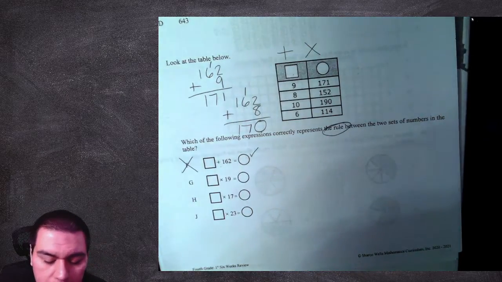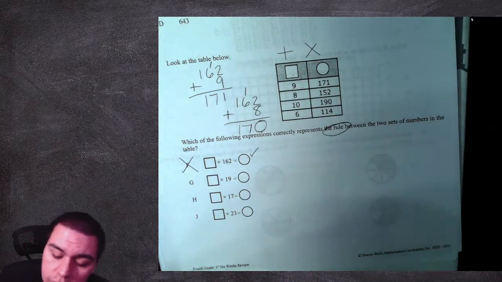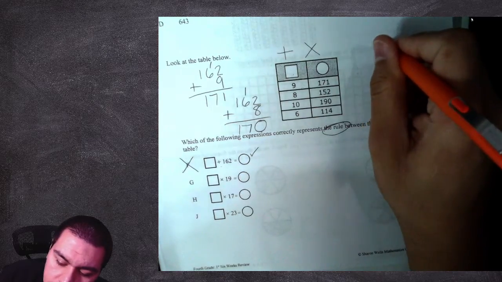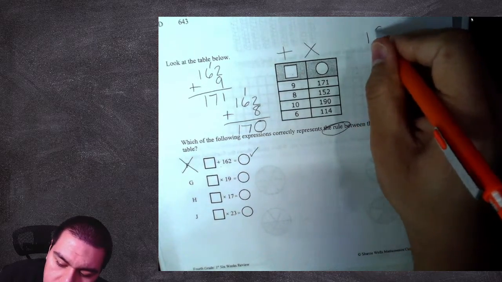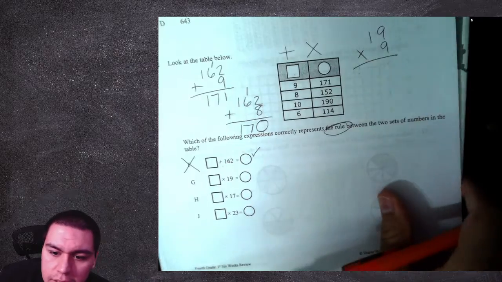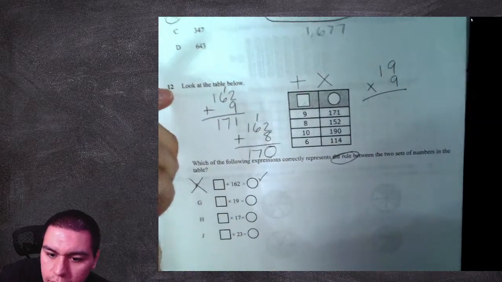The next one says times 19. So we're going to try that. 19 times 9.